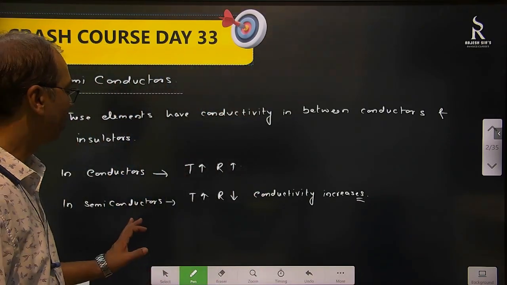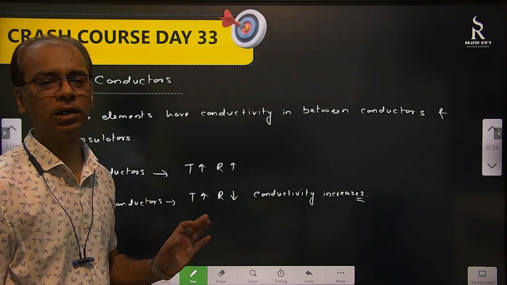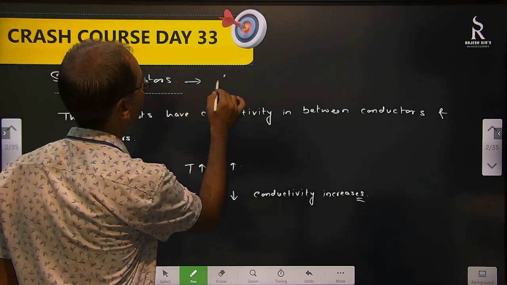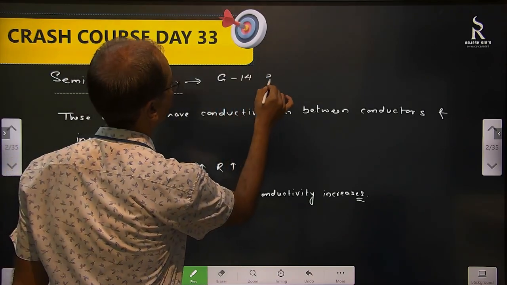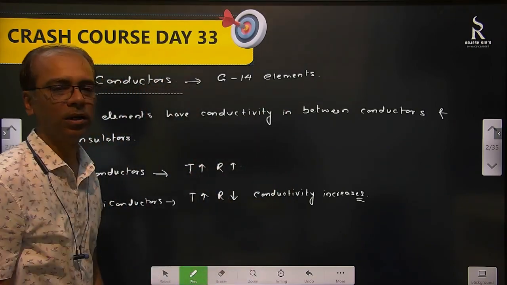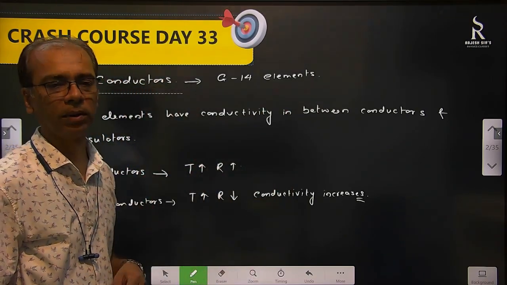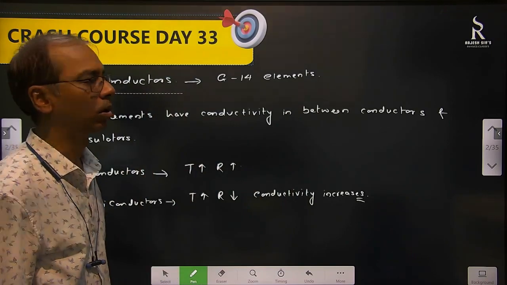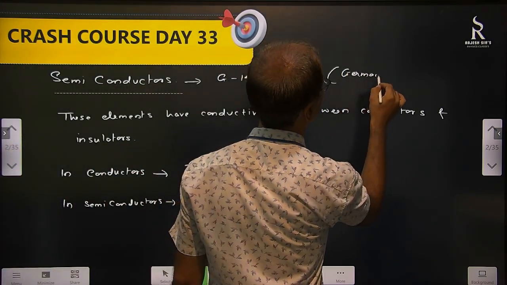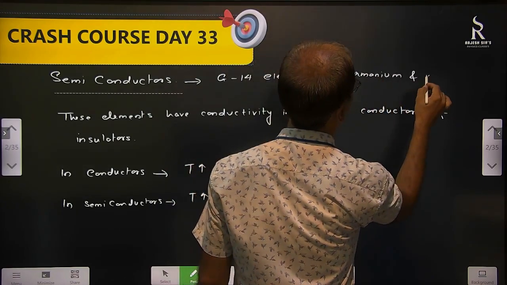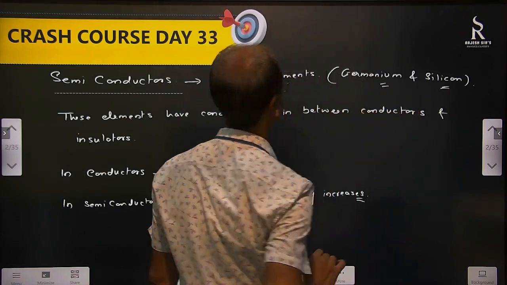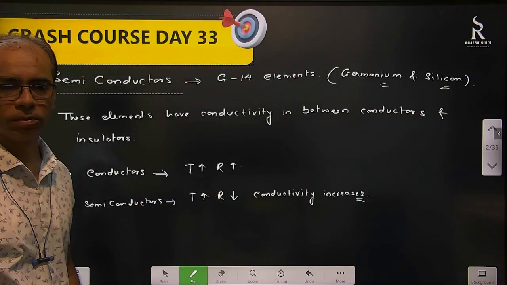Right. So what are these semiconductors? We say that these are group 14 elements. Two elements we will be talking about mainly: germanium and silicon. Both are group 14 elements. Their valence is 4.